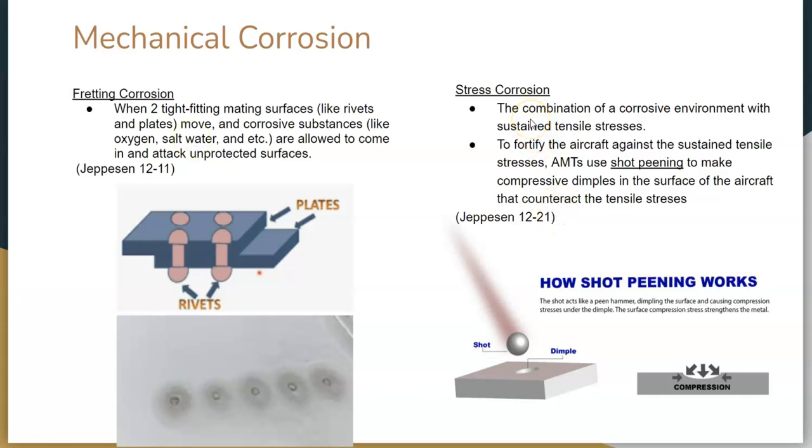There's also stress corrosion, where essentially you have a corrosive environment combined with sustained tensile stress in the aircraft. So very often what manufacturers and AMTs will do when they're trying to work the metal that they're using on the fuselage of the aircraft, they'll do something that's called shot peening, where they'll shoot BBs and make dimples inside of the metal, and that automatically produces a compressive force within the metal that can counteract the tension that causes stress corrosion.